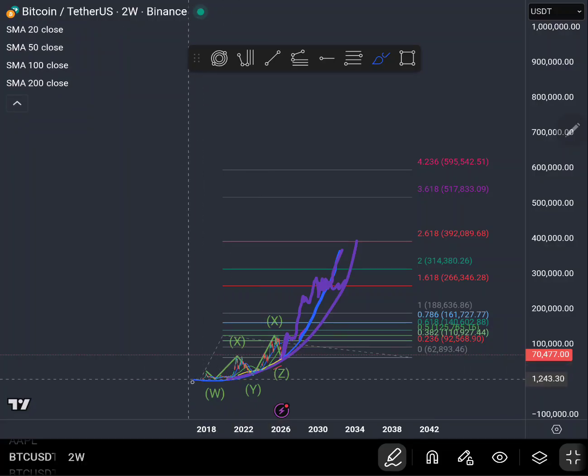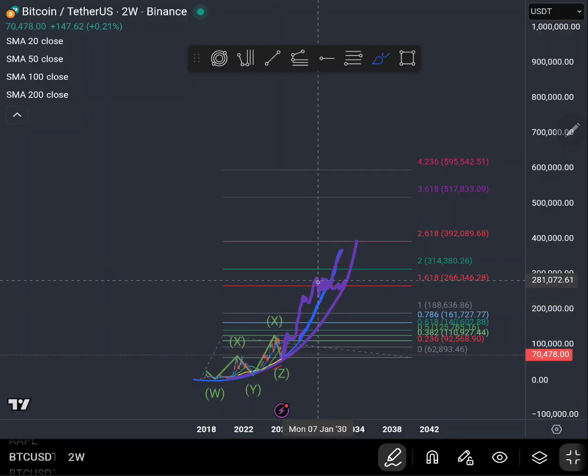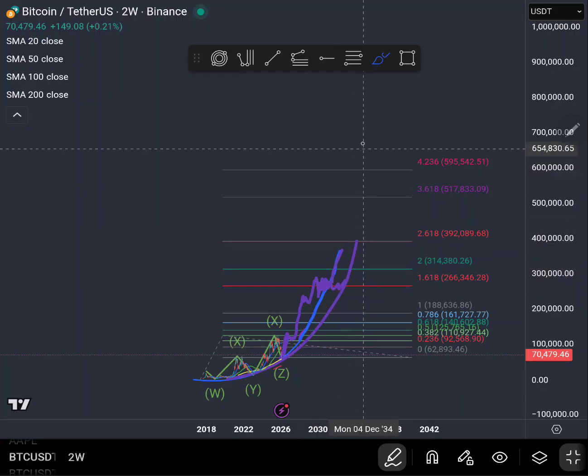We had the 20,000 wave 1. Wave 2 finished at probably about 60,000. Wave 3 is probably going to go up to 250, 260,000. Then you get a wave 4 correction that'll go on for a while, go sideways for a while, and then take off again.